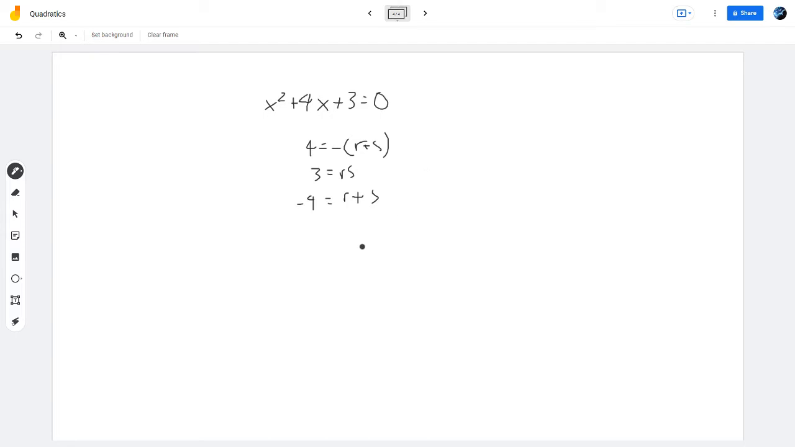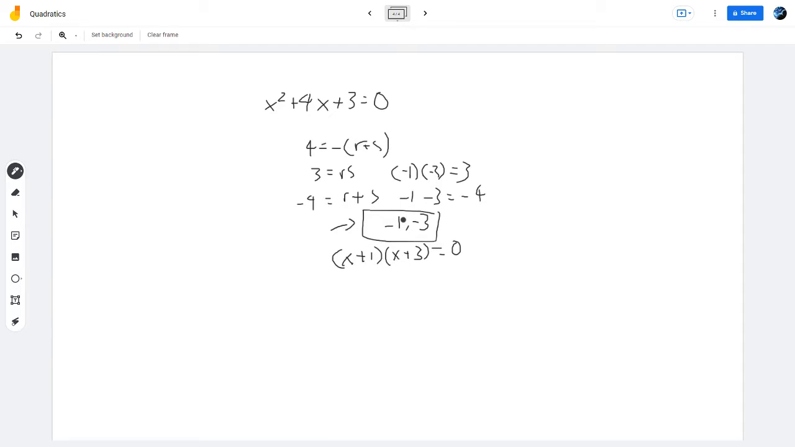And we can see that negative 1 and negative 3 solve this equation, because negative 3 times negative 1 is going to equal 3, and negative 1 minus 3 equals negative 4. So we factor this into x plus 1, x plus 3. And these are our solutions. In fact, we didn't even have to find the factored form here. We've already figured out our solutions right away.